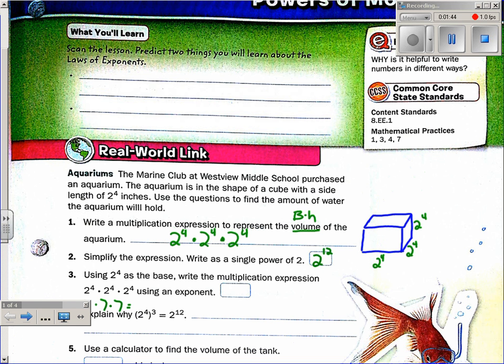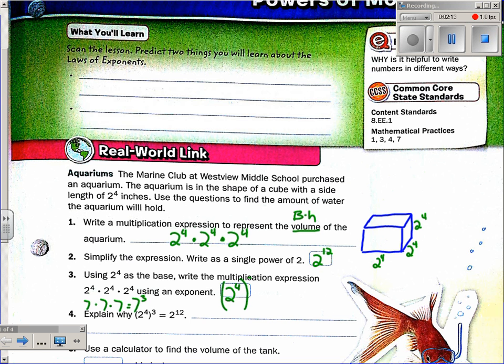Okay, now we're going to do it a different way. See how I put 7 times 7 times 7 times 7? If we were to write this using exponents, it would be 7 to the 4th. We can do the same thing with a power. If it's the same exact power with the same exact exponent and base, you can write it using an exponent. So we could write 2 to the 4th times 2 to the 4th times 2 to the 4th using parentheses like this: 2 to the 4th, to the 3rd exponent.